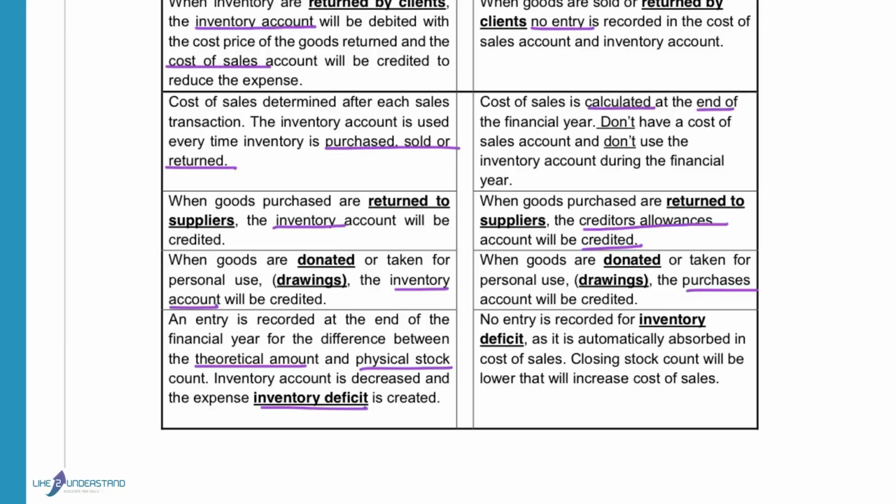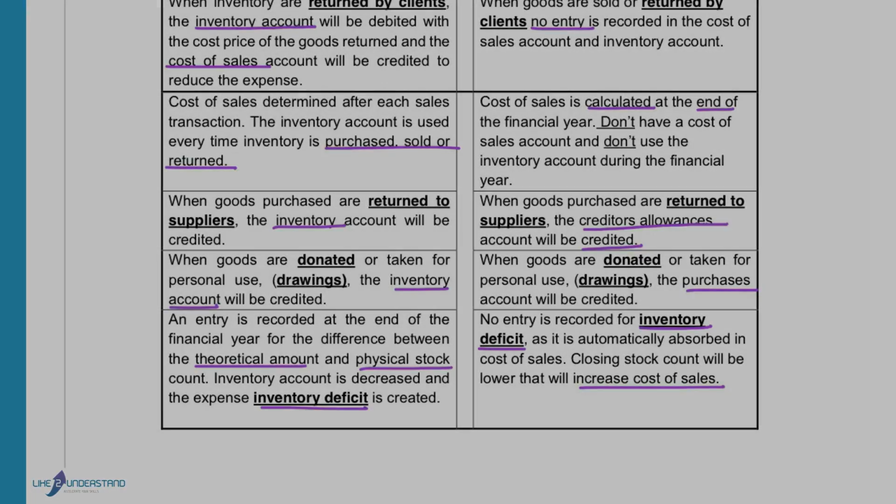No entry is recorded for inventory deficit because it will automatically be absorbed in the cost of sales. Closing stock count will be lower, which increases the cost of sales. Because in the periodic system we don't use our inventory account, at the end of the year when the stock taking is done, the amount of inventory will be lower than it should be if there were any losses or burglaries, thefts, fire that destroyed some of the inventory. And because this closing stock count will be lower, it will automatically increase the cost of sales.